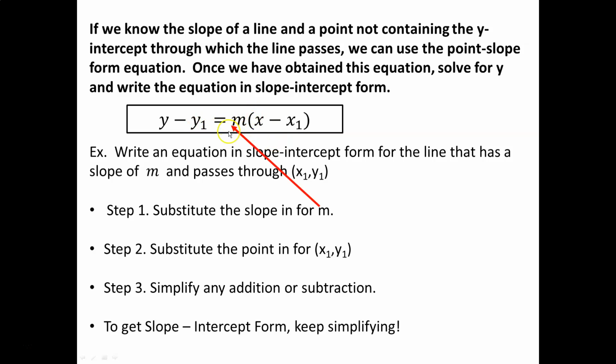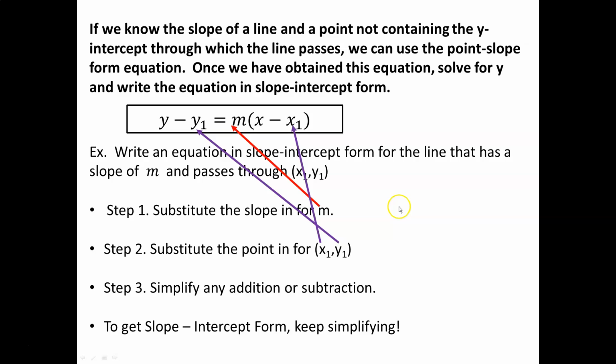Right there, m. That's your slope. Whatever slope they tell you, you just write it right there. Then we have the point x1, y1. x1 goes there, y1 goes there. Simplify any addition or subtraction. So if you're subtracting a negative, make that a positive. And then you're done. To get slope-intercept form, you want to keep simplifying.